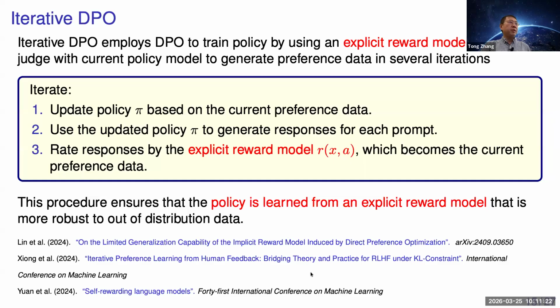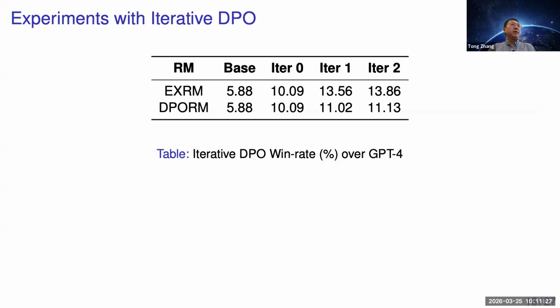There are more papers, but I will just mention some of these. Here are the quick results. This base model is the same, right? It's just a reference model they start with. Then after one iteration, it improves pretty well. This one is called win rate over GPT-4.